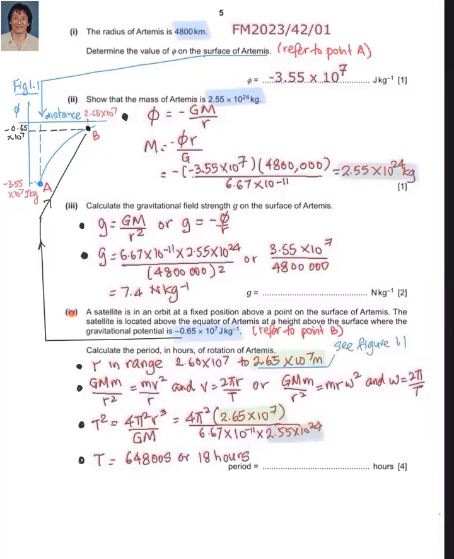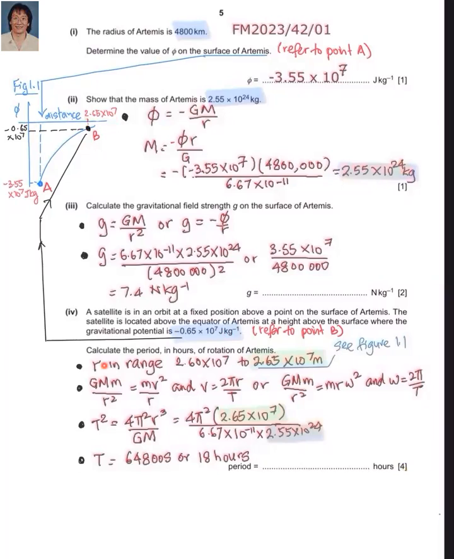Then in part 4, a satellite is in an orbit at a fixed position above a point on the surface of Artemis. The satellite is located above the equator of Artemis at a height above the surface where the gravitational potential is minus 0.65 times 10 to the power 7 joule per kilogram. Since the gravitational potential is given, you look at point B. It means the distance is around 2.65 times 10 to the power 7. This question carries 4 marks.